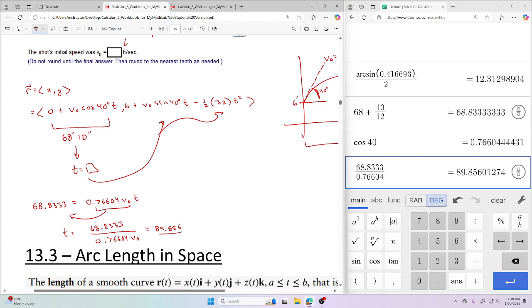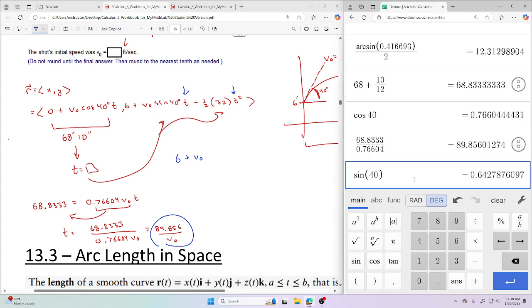89.856, and then divided by V naught. So that's kind of a weird thing. I'm going to switch colors now. So I'm going to use this and plug it in here and here. I don't know of a better way besides just toss it in there. Nope, not 6 equals, 6 plus V naught. Hold on. Sine of 40. I know that they're decimals, but that's how we're going to have to get this done. 89.856 all over V naught.